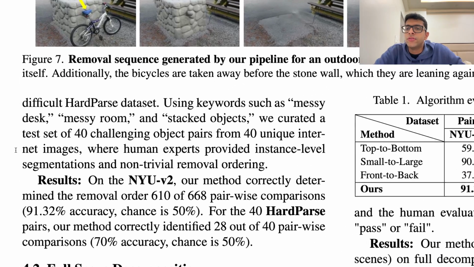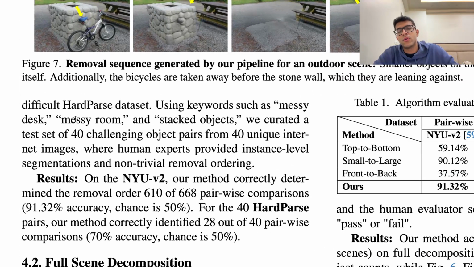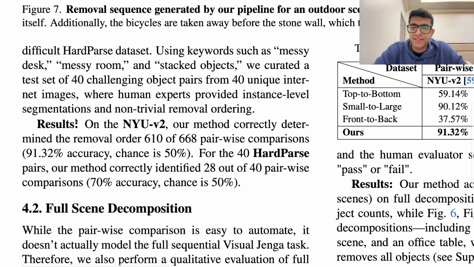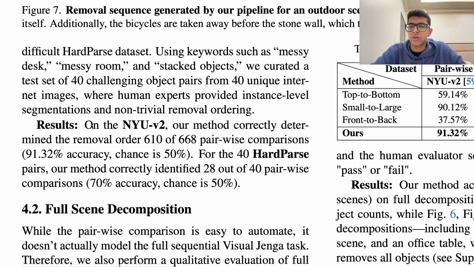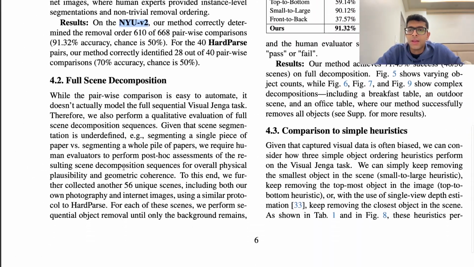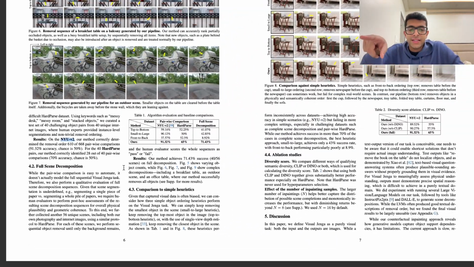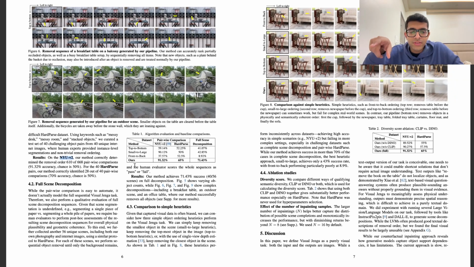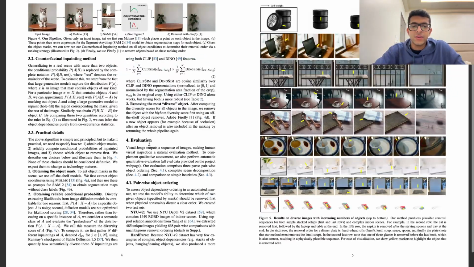As I said, using the HardPass dataset, we have a much messier desk, a messy room, or stacked objects. We can see the metrics and how it worked on NYU version 2 and the HardPass pairs, everything. This was the first instance of testing where we use these curated datasets. But in this case, we're just referring to everything on the basis of pairwise object ordering. Like I said, just understanding the pairwise relationships.